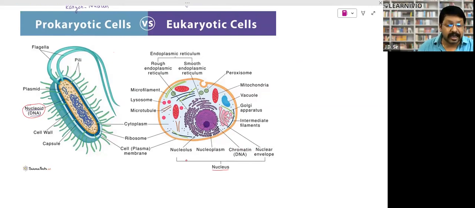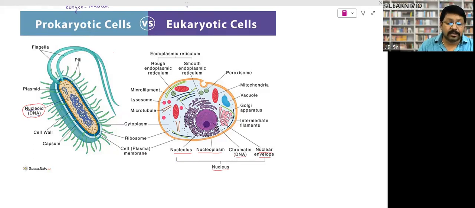There should be three features. First, there is a small nucleolus. The gel which is filled inside there, that is the nucleoplasm. They contain DNA, right? And again, there is a nuclear envelope, right? Here in the prokaryotic cell, you can say there is no nuclear envelope, no nucleoplasm, no nucleolus, just DNA which is floating in protoplasm, right?